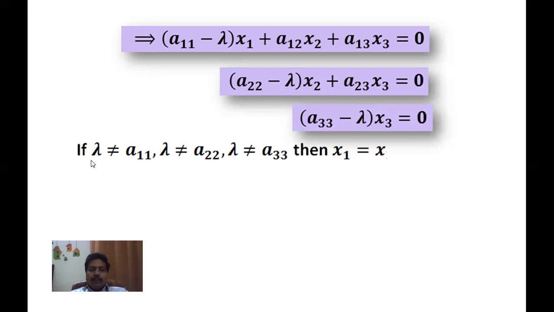So if lambda is not equal to A11, A22 and A33, so lambda is different from all these three entries, then x1 is equal to x2 is equal to x3 is equal to 0. Since if lambda is not equal to A33, then from the third equation this factor is not 0, so x3 must be 0.